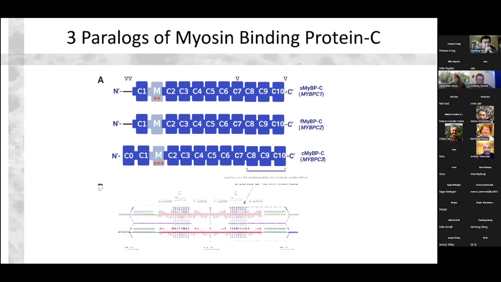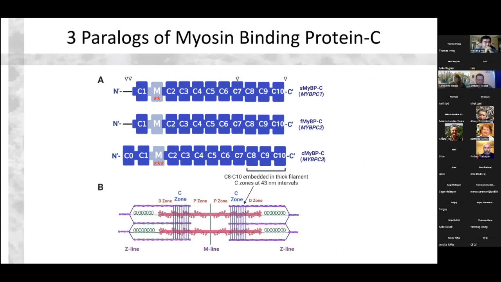And in all 3 cases, the anchoring of C protein to the characteristic stripes in the thick filament is due to domains C8, 9, and 10, and we'll show you more structural evidence for that as well, that anchors C protein to these characteristic stripes and interacts with myosin tails.